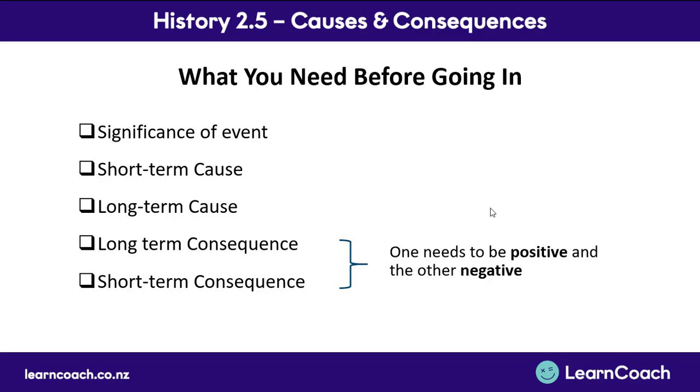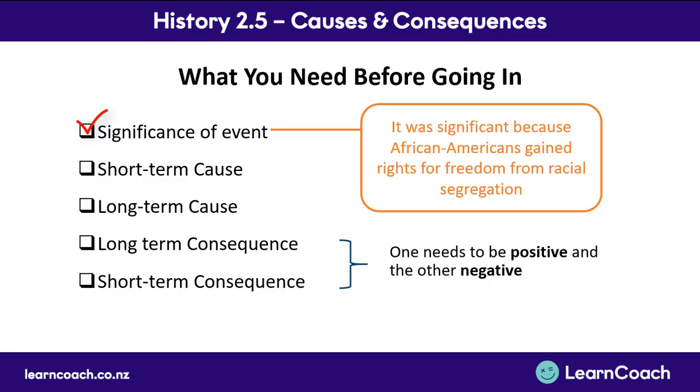Alright, so now let's go through this checklist using my example of the civil rights movement. If you're wondering how I found all this information, just watch the previous video on how to research your historical event. Alright, so I can tick off the significance of the event because in summary it is significant to the African Americans as they gained their rights for freedom from racial segregation.